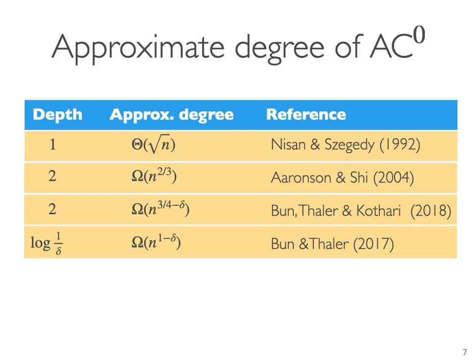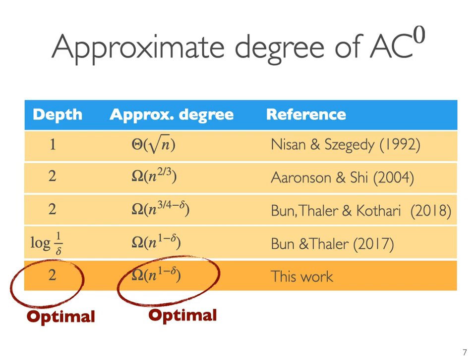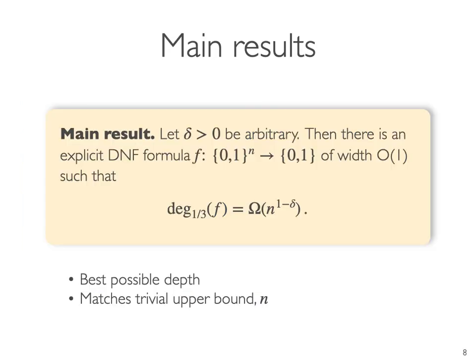In this work, we close the gap completely by proving that AC0 circuits of depth 2 already achieve essentially the maximum possible approximate degree of n to the 1 minus delta. Our approximate degree lower bound essentially matches the trivial upper bound of n that holds for any function, and our depth is best possible as well, because AC0 circuits of depth 1 have approximate degree only root n.